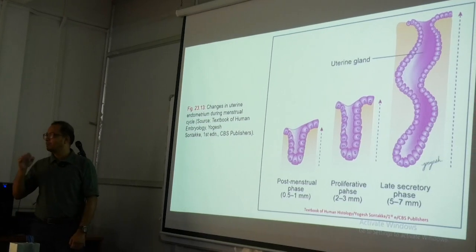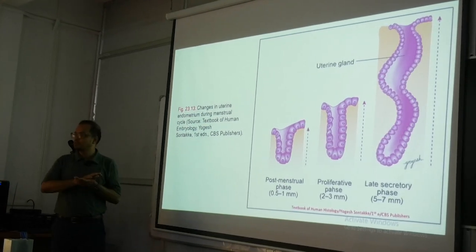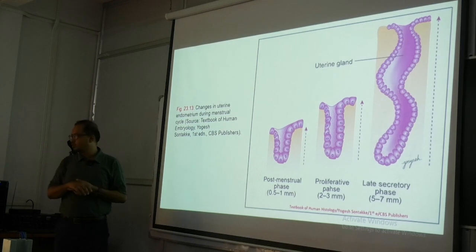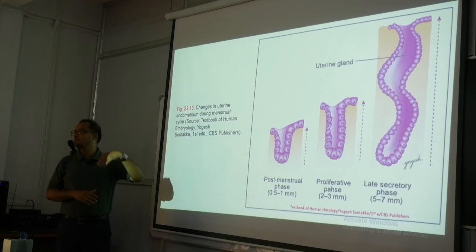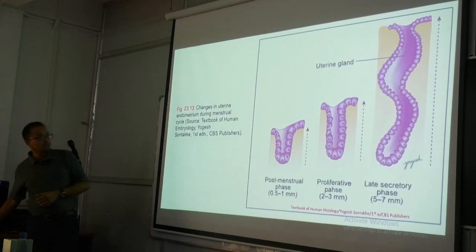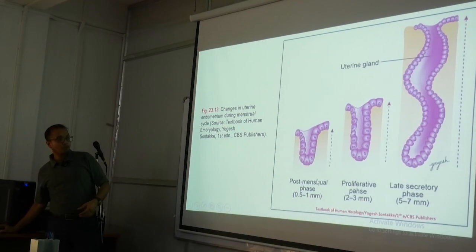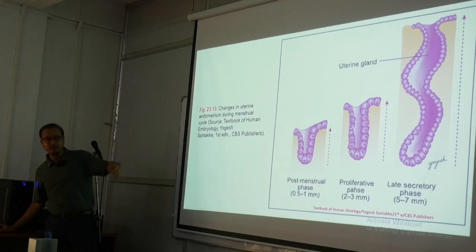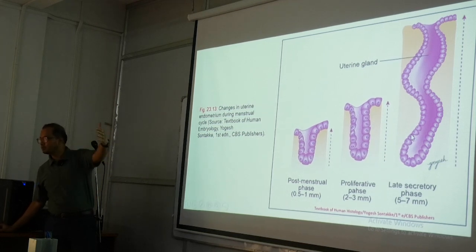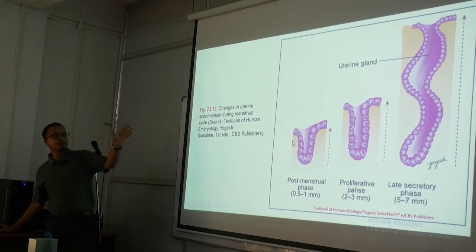The same thing happens with the blood vessels as well. In the basal region, the arteries are straighter. That same artery becomes tortuous under the influence of the hormones as the cycle progresses. Here you see the postmenstrual period, immediately after menstruation, where we have the least influence of the hormones. Then we have the proliferative phase, then the secretory phase, and then the menstrual phase, which is shedding off. This is how the uterine cycle proceeds from beginning to late phase.